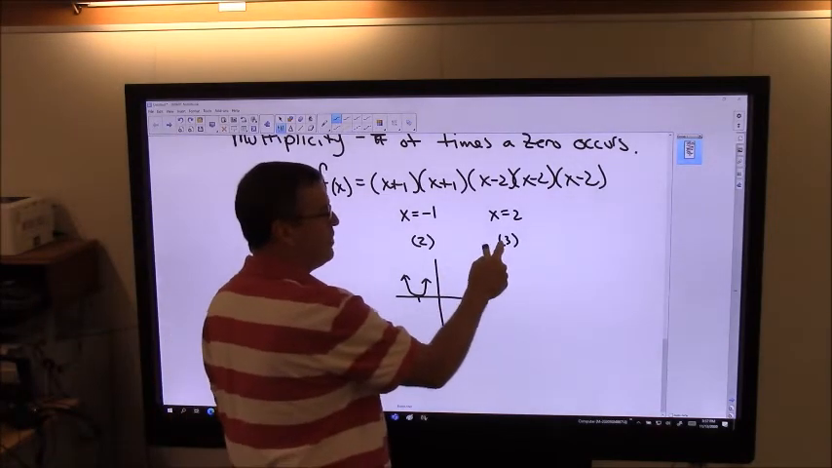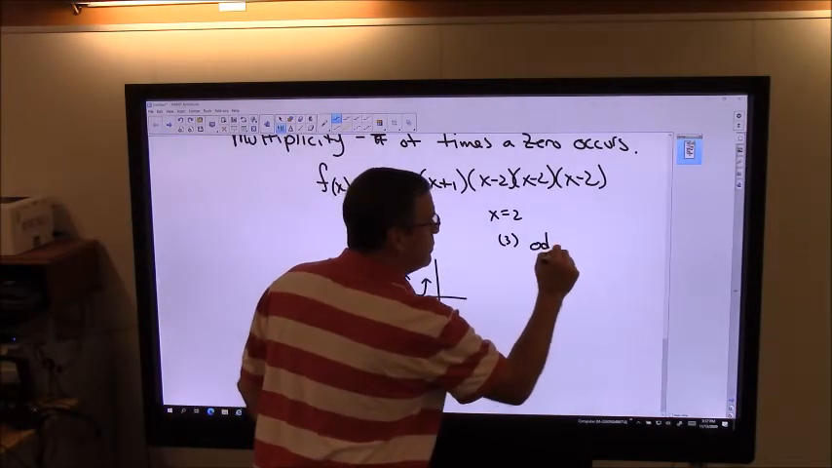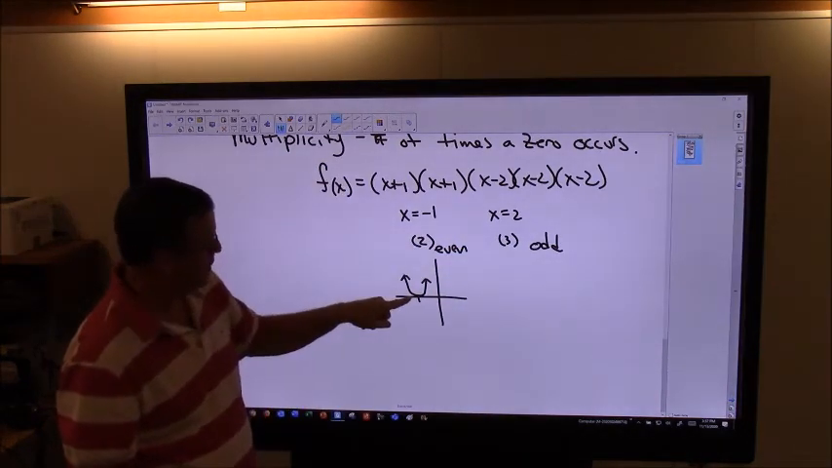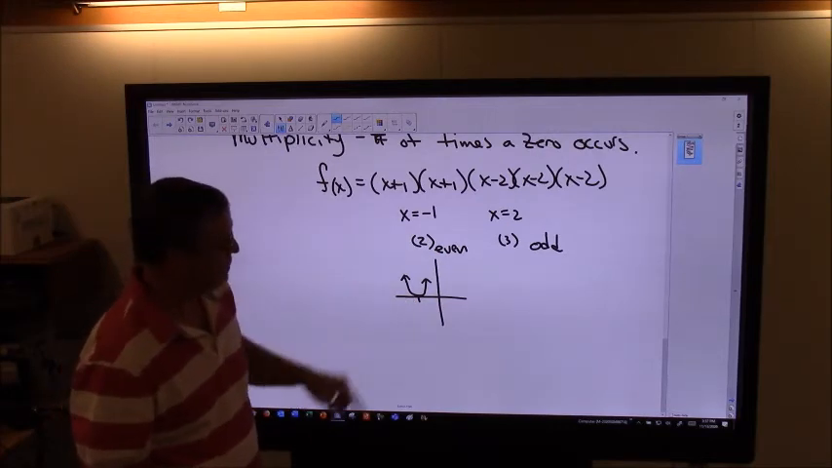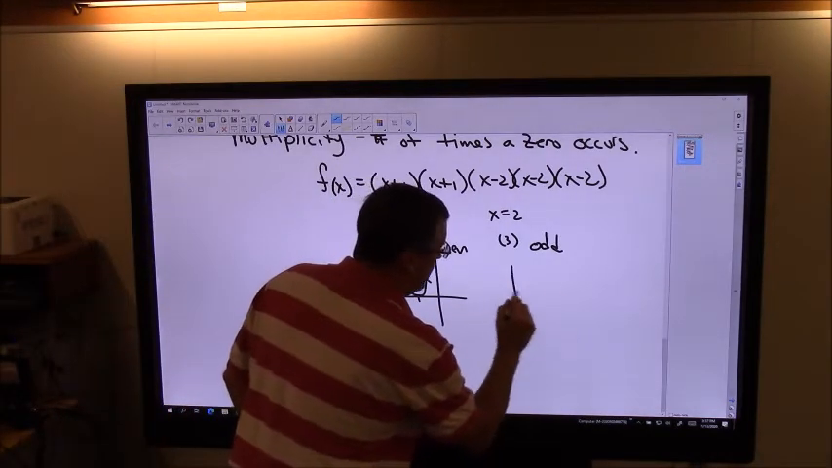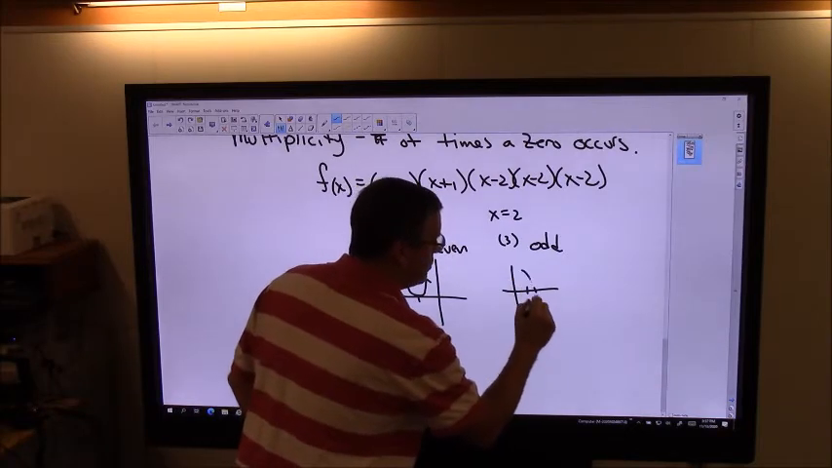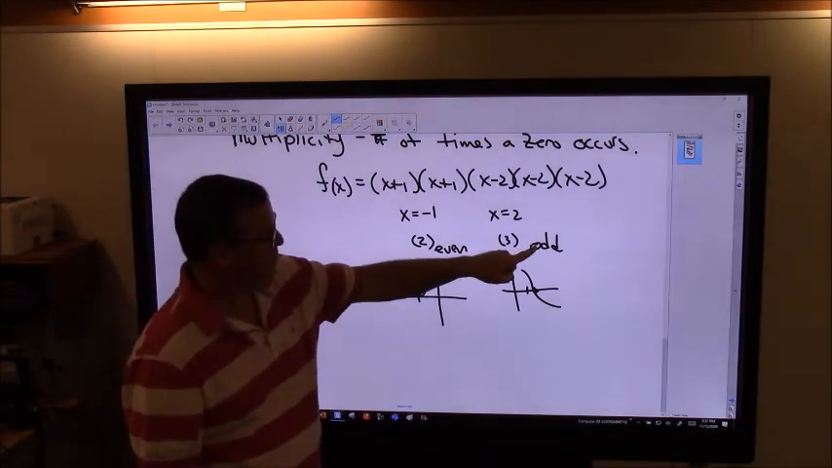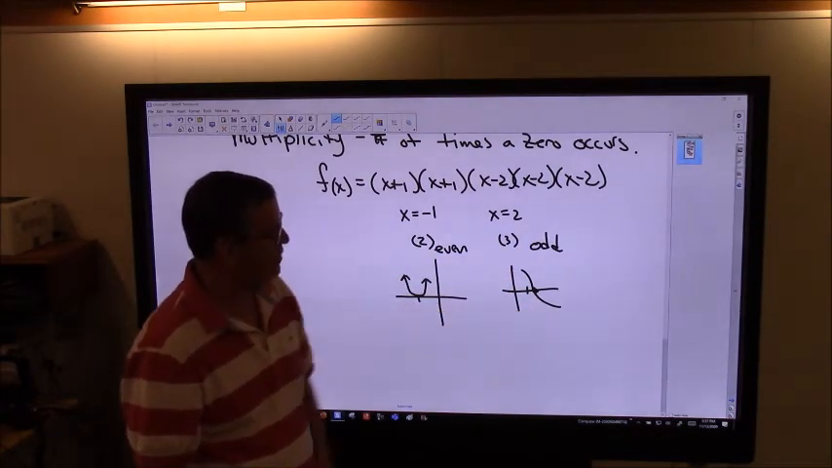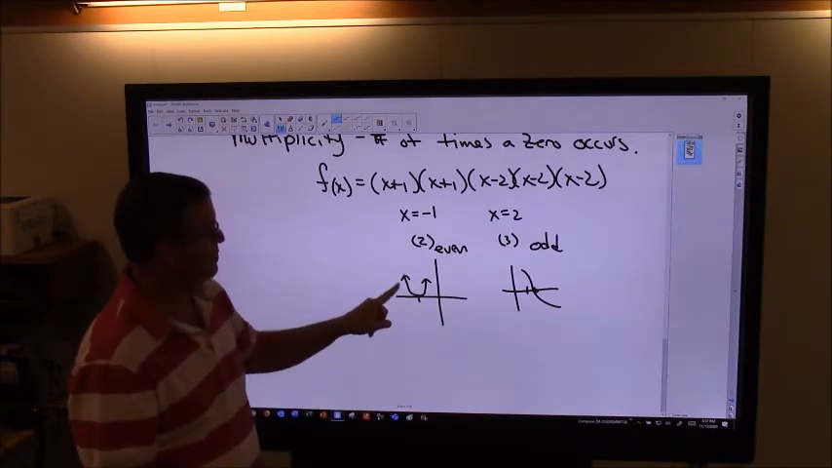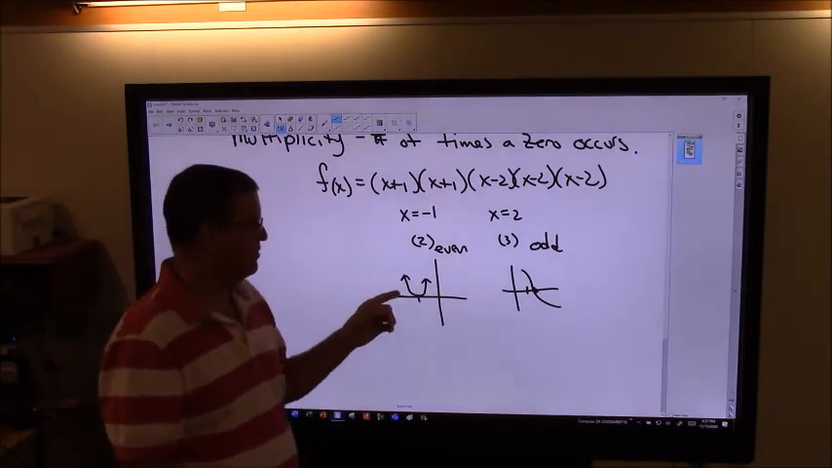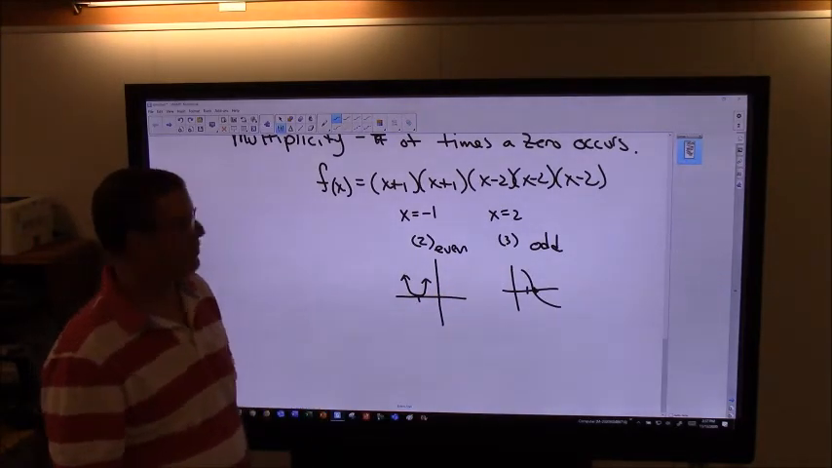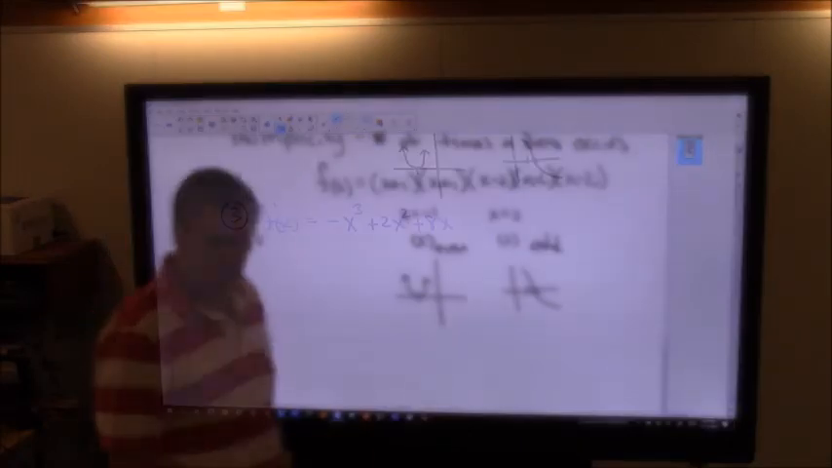If your multiplicity is odd, this is really just about odd or even. Anytime the multiplicity is even, this is what happens. It bounces off the x-axis. If it's odd, then at 2, our graph has to go through the x-axis at that point. All right? Odd multiplicities always go through the x-axis. Even multiplicities bounce. That's a huge idea that can help us be pretty accurate with what a graph looks like. Okay? So let's graph a polynomial.